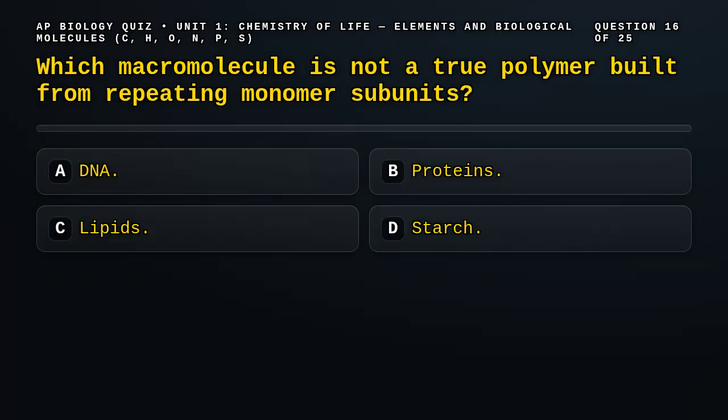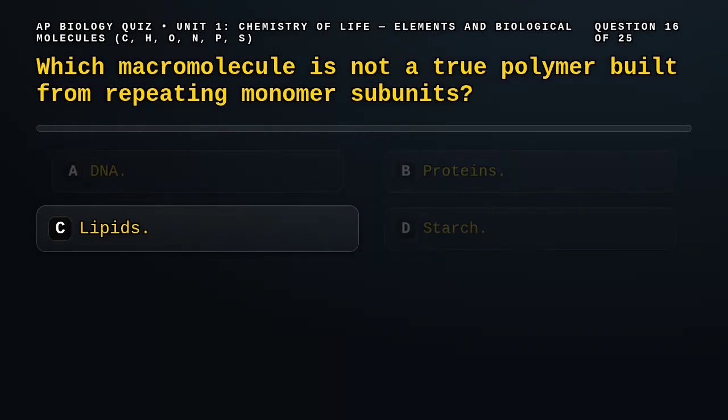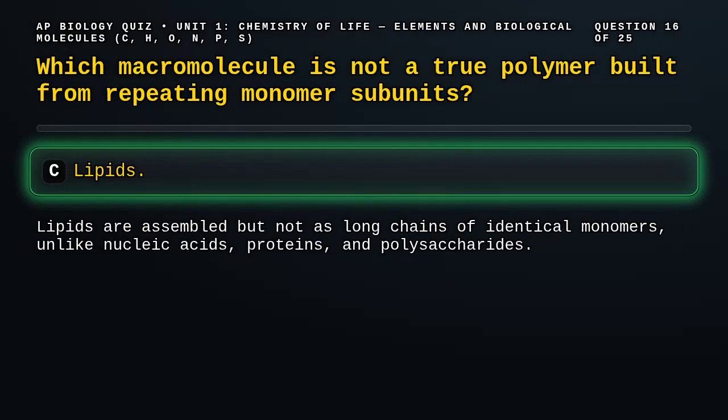Question 16. Which macromolecule is not a true polymer built from repeating monomer subunits? A. DNA. B. Proteins. C. Lipids. D. Starch. Correct answer, C. Lipids such as triglycerides and phospholipids are assembled, but not from repeating monomer units in long chains like nucleic acids, proteins, and polysaccharides.